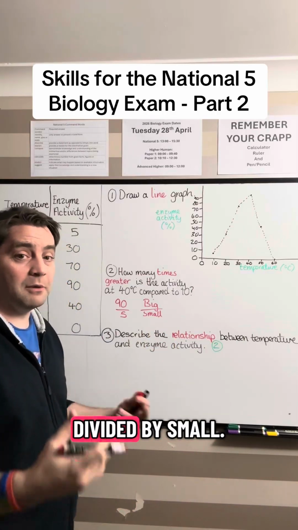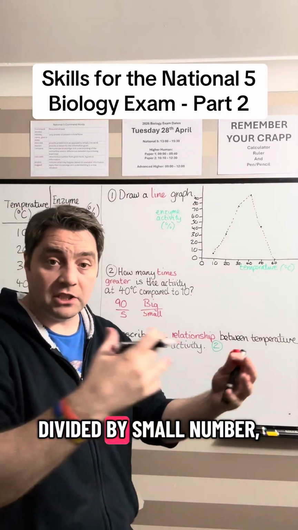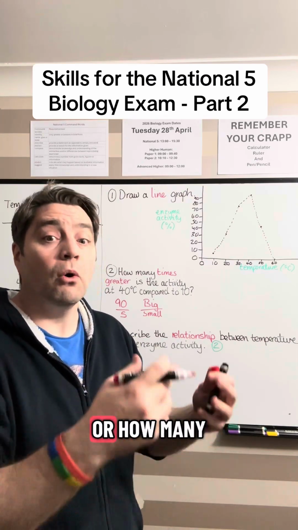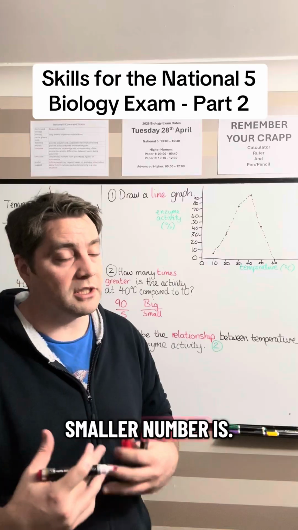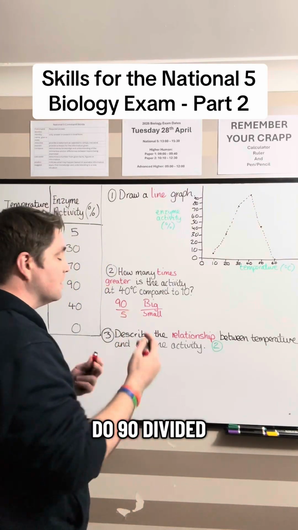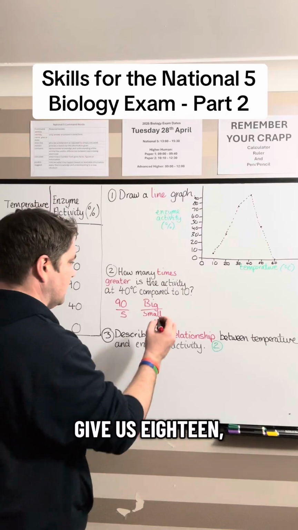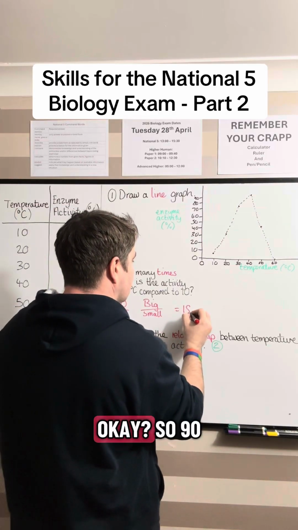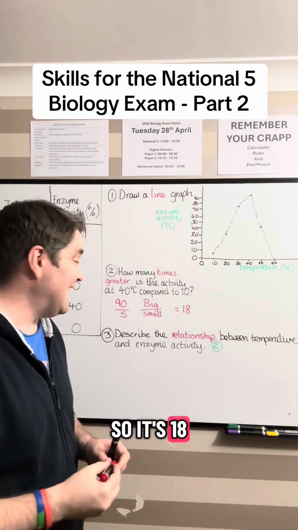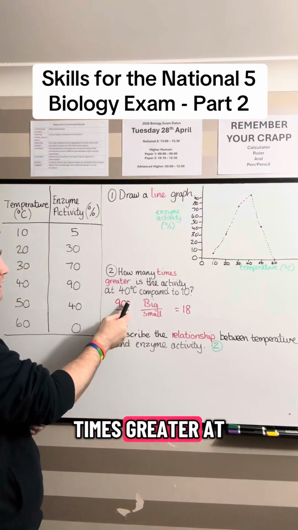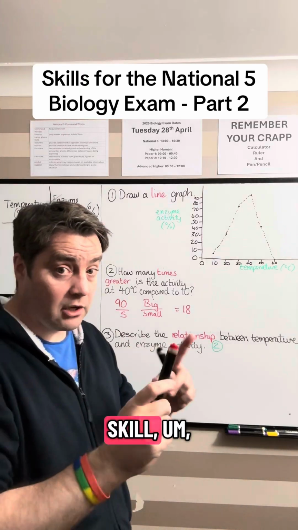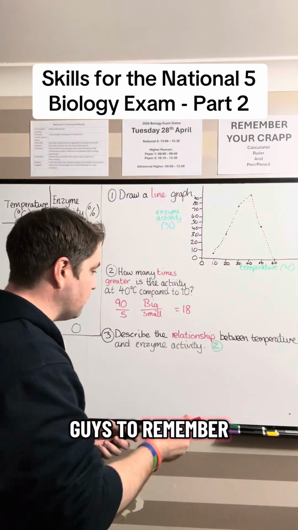You do big divided by small. If you do the big number divided by the small number, you can work out how many times greater the big number is, or how many times smaller the smaller number is. Okay, so in this case our numbers are 90 and 5, so we're going to do 90 divided by 5, which is going to give us 18. So it's 18 times greater at 40 degrees than it is at 10 degrees. Hopefully that skill is an easy one for you guys to remember for the exam.